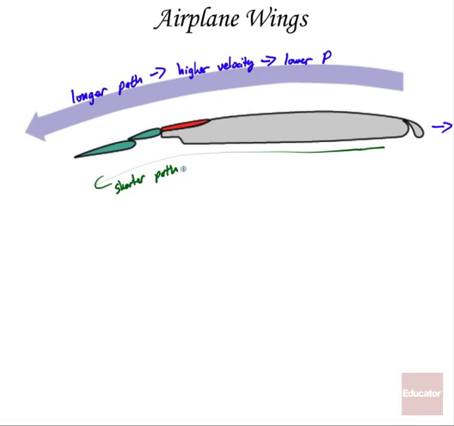Where you have the shorter path, you end up with a lower velocity. The air doesn't have to travel as far in the same amount of time, so you end up with the higher pressure. If you have higher pressure below and lower pressure above, that wants to equal out, and you get a net force up. That force is one of the components of lift. Now note that it's not the only component, that there's a lot more to lift and flight than just Bernoulli's principle in the airplane wing shape, but that's one component of it. One application of Bernoulli's principle.